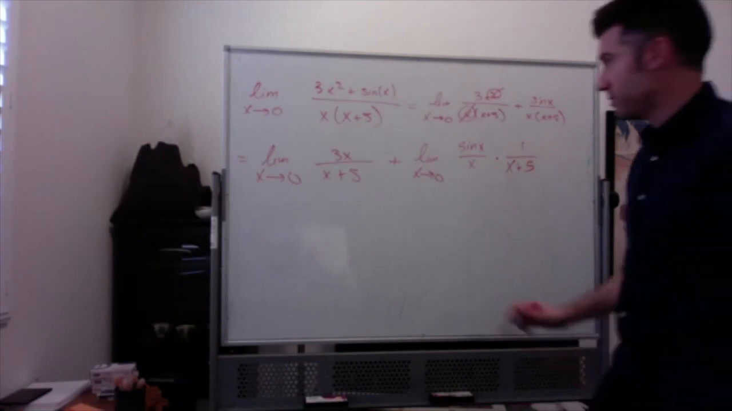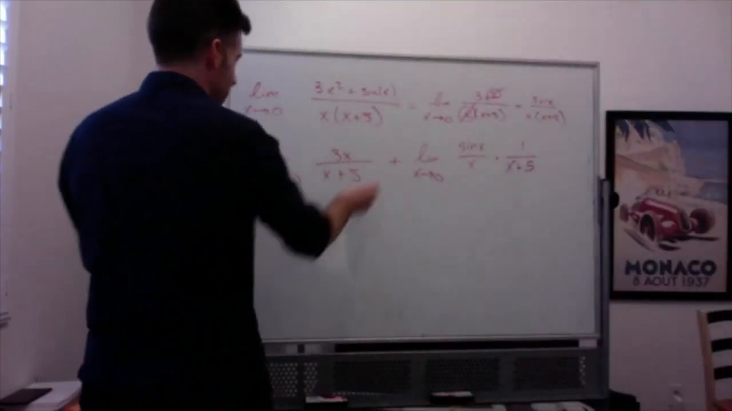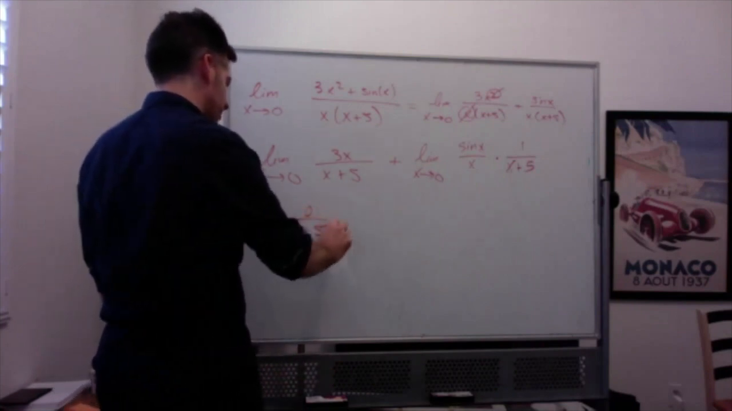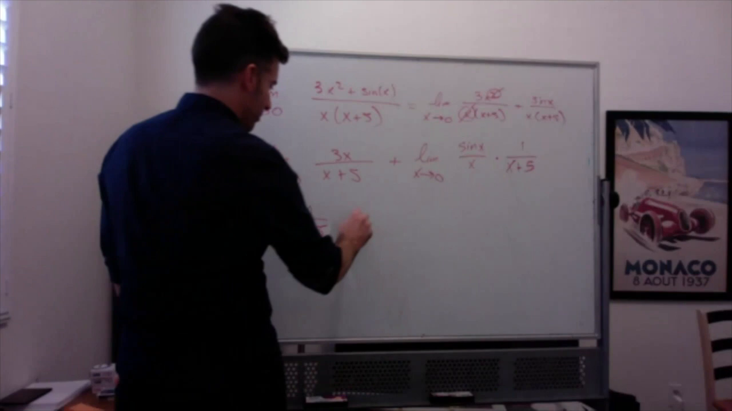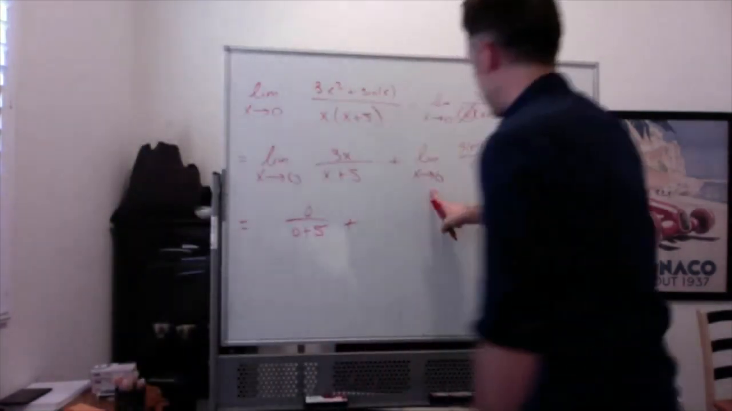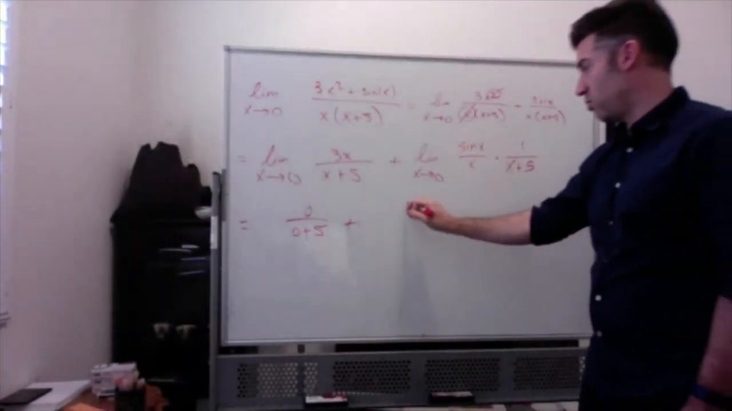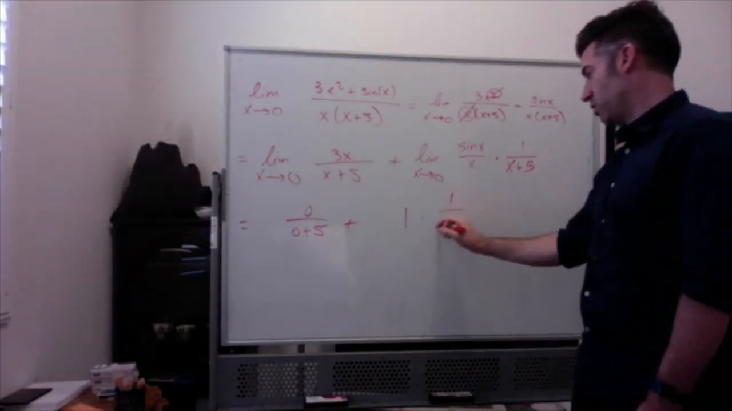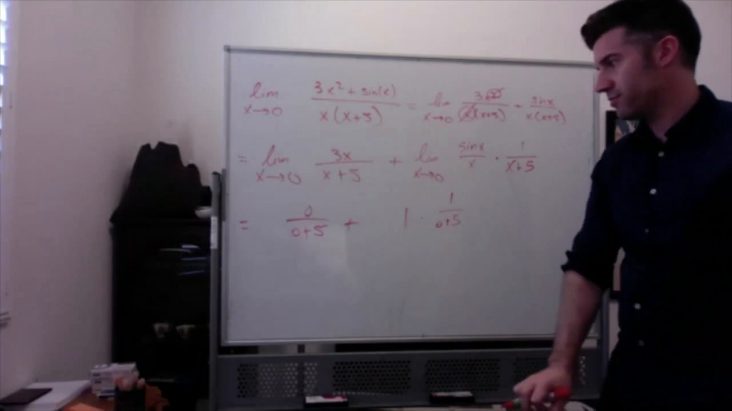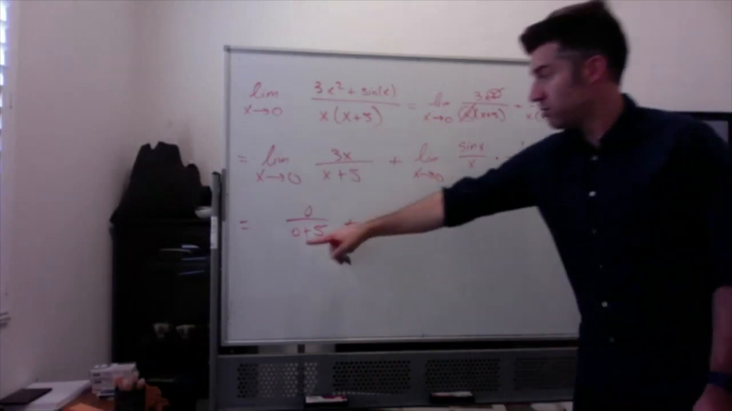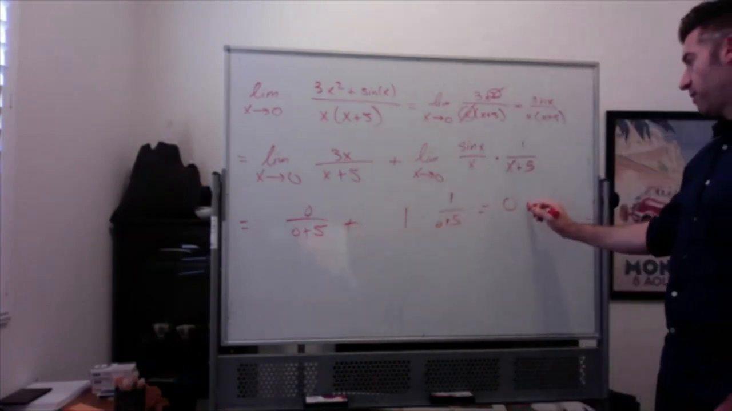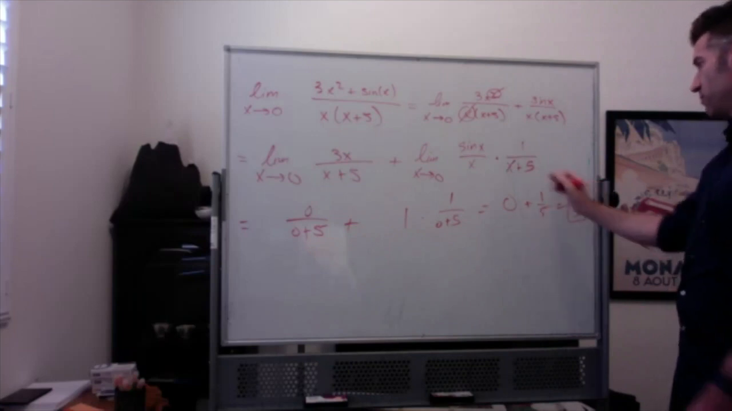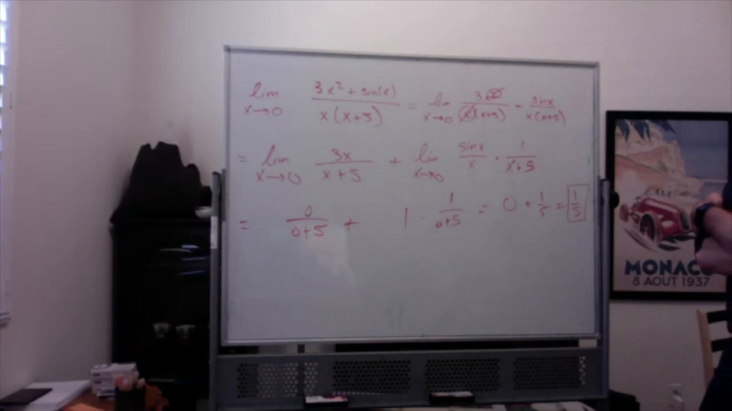Great, now we can do it. Because now this part here is going to be 0, right? It's 0 over 0 plus 5, which is 0, plus the limit as x goes to 0 of sine x over x, which is 1, and the limit of 1 over x plus 5 is 1 over 0 plus 5. So I end up with 0 plus 1 times 1/5, which is 1/5. That's a little bit tricky, I'm not going to lie.